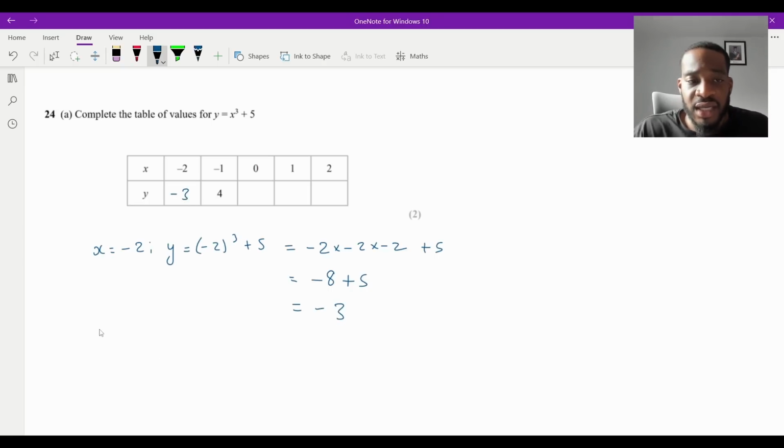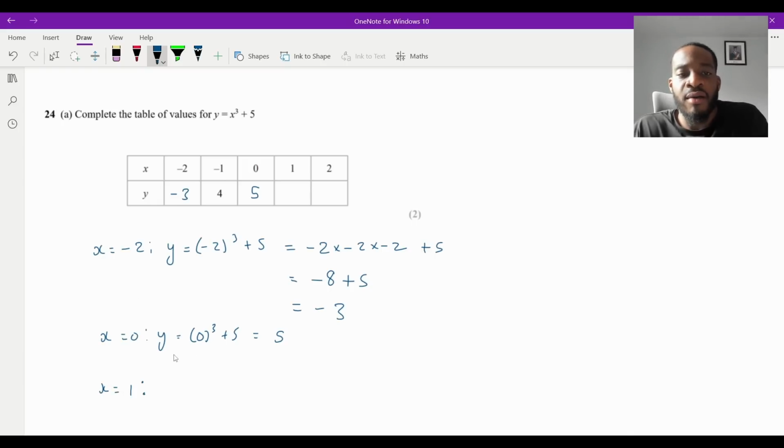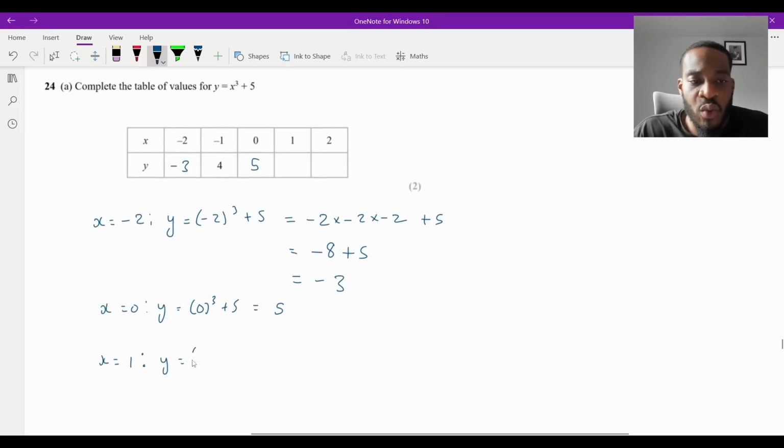The next one is x equals 0. This one is probably the easiest because we're doing 0 cubed plus 5. 0 cubed is 0 because you're just timesing 0 by itself 3 times, and then you're adding 5. So it's going to be 5 there. Then x equals 1, slightly easier than minus 2 but not as easy as 0. We're doing y equals 1 cubed plus 5. 1 times 1 times 1 is just 1, so it's 1 plus 5, which is equal to 6. That would go there.